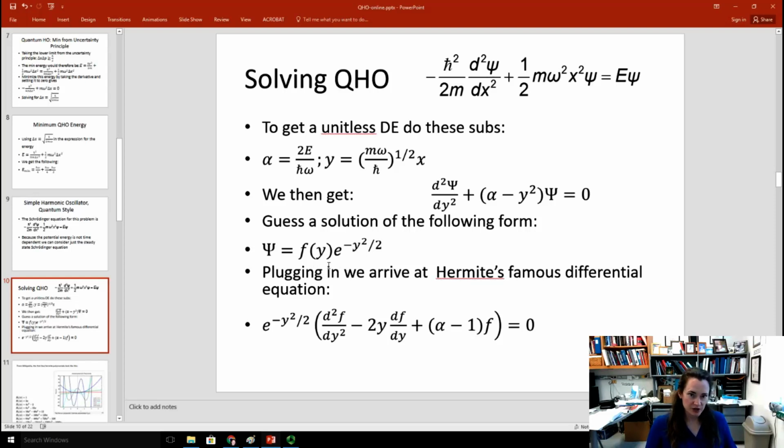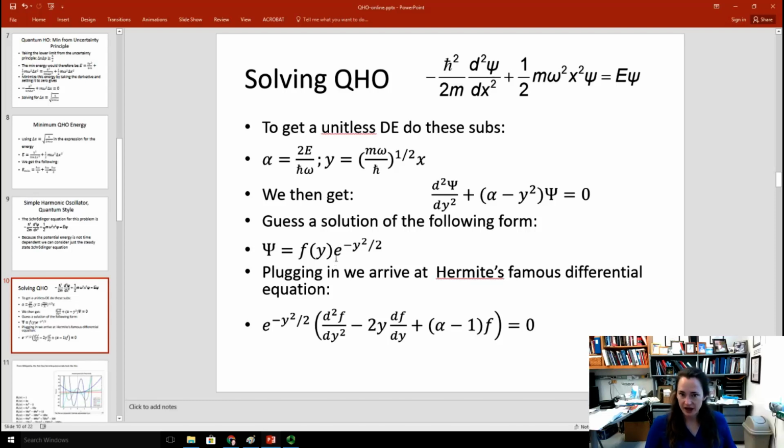It can't just be a polynomial, right? If you take the derivative of just the polynomial 2 times, you're not going to get the same polynomial again. And that's what this e to the minus y squared over 2 is for, so that you can take some derivatives of it and get back a polynomial again times the same wave function. So that's the guess, right?